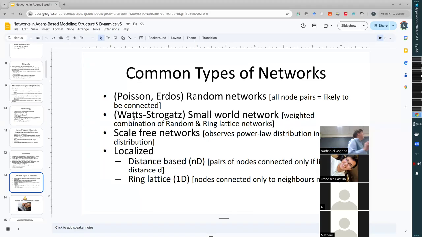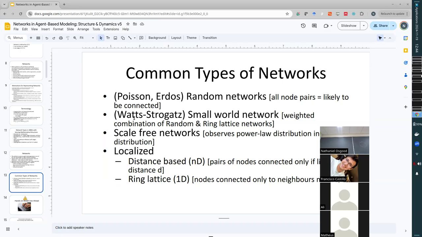Small world network is really interesting. It was invented by Duncan Watts and Steve Strogatz at Cornell at the time. Basically, it's a weighted combination. A certain fraction of the connections are local, typically a very high fraction, like 95% of my connections are local. But then a small fraction, maybe the complement set of say 5%, would be randomly selected. Maybe it's 99% that are local, 1% random.